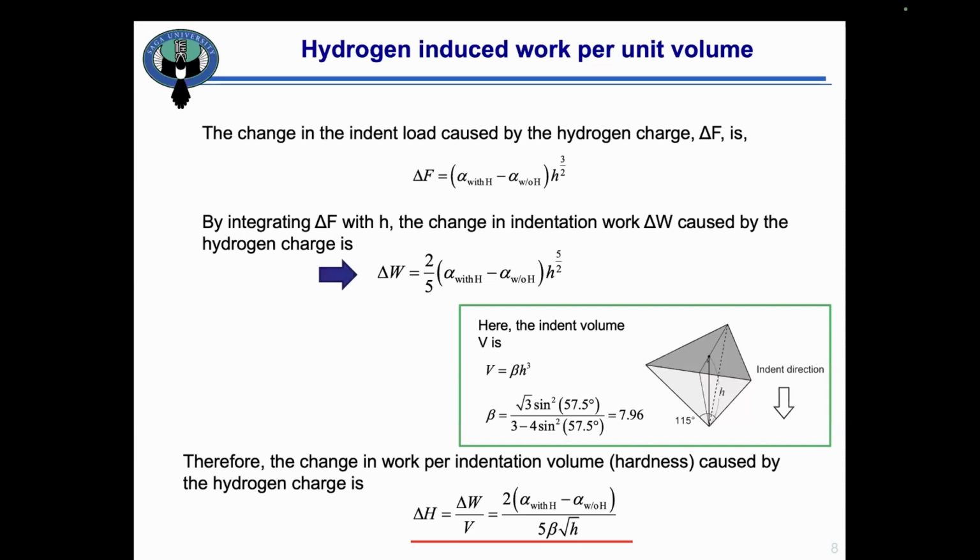Here, in my experiment, we used a triangular pyramidal indenter shape, with a 115 degree angle. Considering this shape, an identical shape of the indenter, the indentation volume is written like this, and beta is calculated geometrically, let's say near 8. Using this, the volume is divided here, and delta W is here. Therefore, the change in work by indentation volume, that is the micro hardness. Here we talk about the hardness change caused by hydrogen charging, given by this equation.